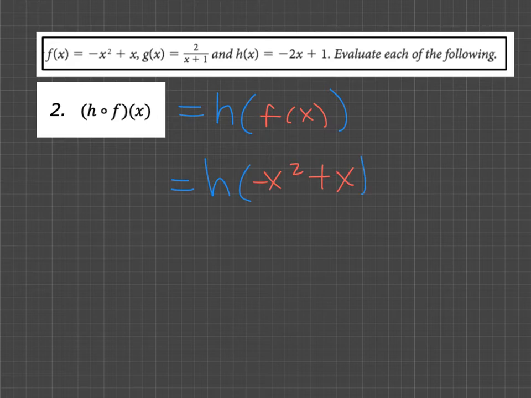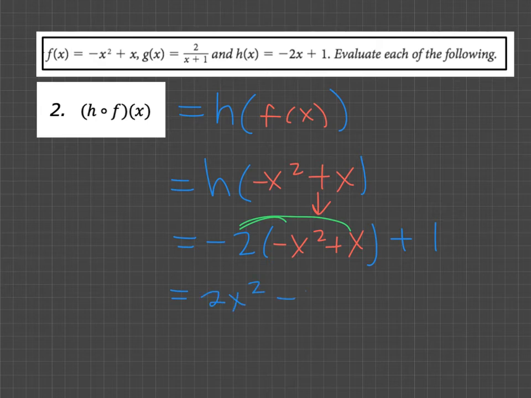So if we write down h, we've got negative 2 times x. So I'm going to just put those parentheses there, and then plus 1. And so what we plug in there is negative x squared plus x, because that's f of x. And next, we want to distribute that negative 2. So we're going to distribute that negative 2. That gives us positive 2x squared minus 2x plus 1. And that is this new function, h composed with f of x.